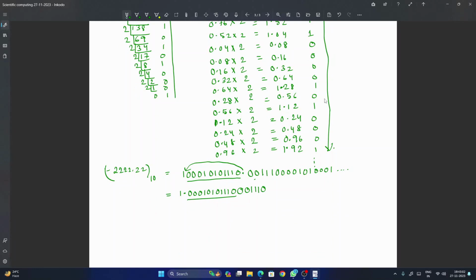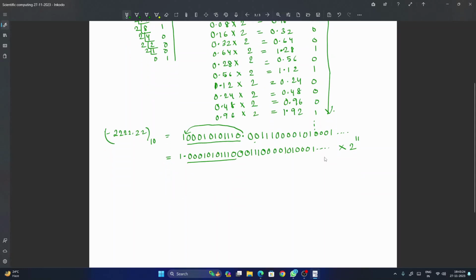So now if this is 0 0 1 1 1 0 and 0 0 0 1 0 1 0 0 0 1 dot dot dot into 2 to the power 11, na, is it okay? We have shifted the point in the left hand side, so that's why it will be 2 to the power 11. Now what is the mantissa that you will shift?